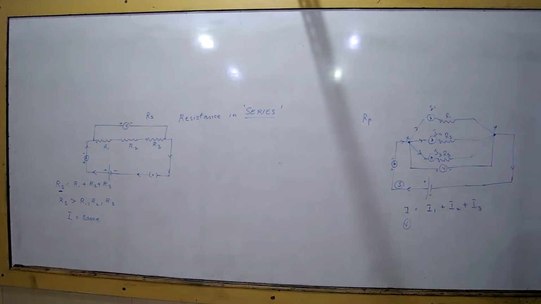Next point. The total current I is equal to the sum of the separate currents in each branch of the combination.